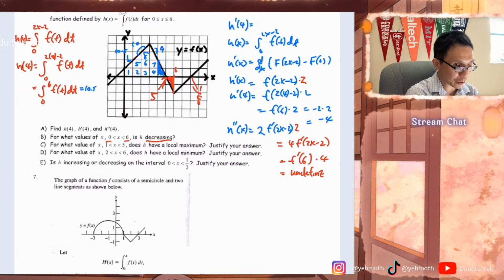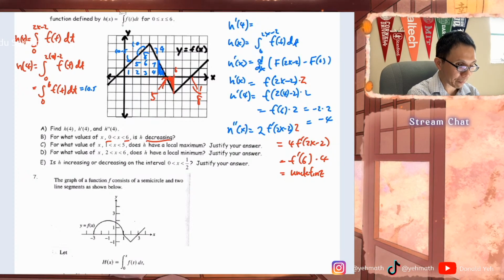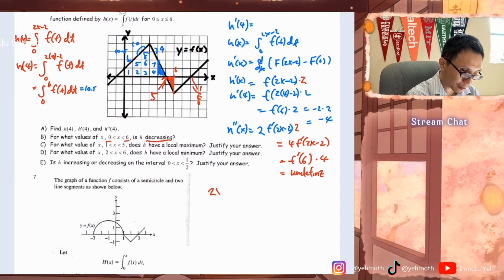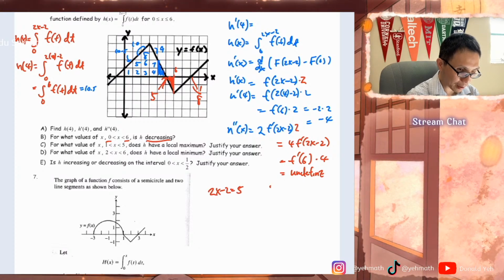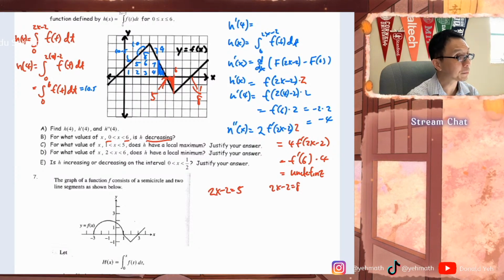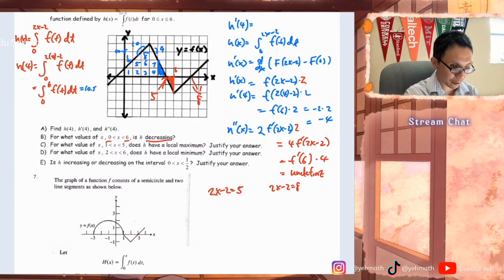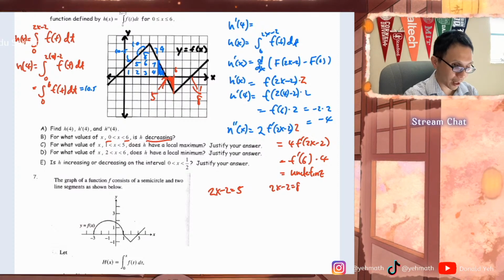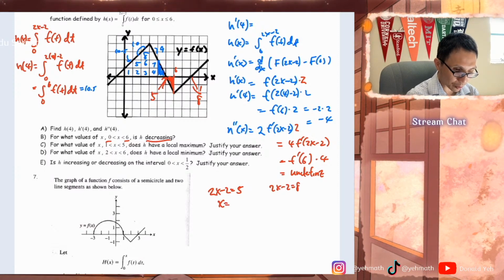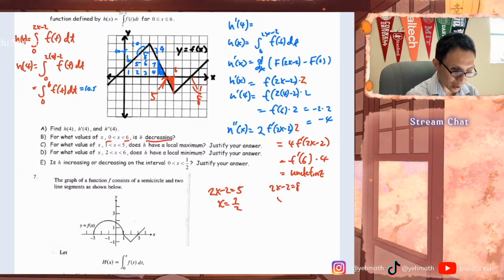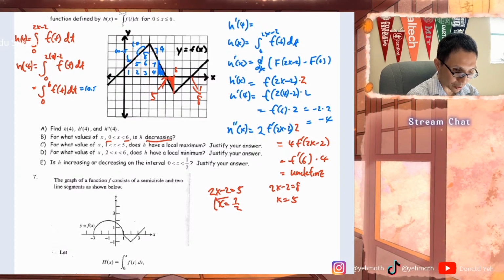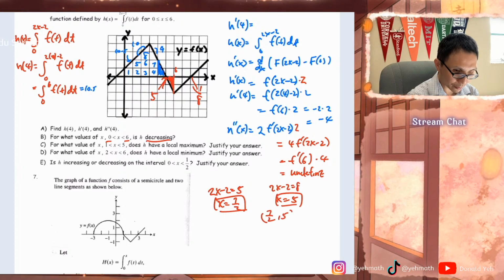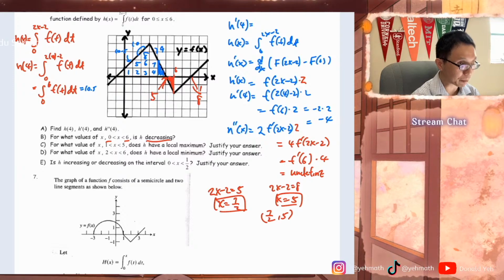But the problem is when this part is equal to 5 and 8, that means 2x minus 2 equals 5 and 2x minus 2 equals 8. Because you want an f of 5, right? If you want f of 5, that means 2x minus 2 equals 5. So x equals 7 over 2 and x equals 5. So it's going to be 7 over 2 to 5 to answer for part B.